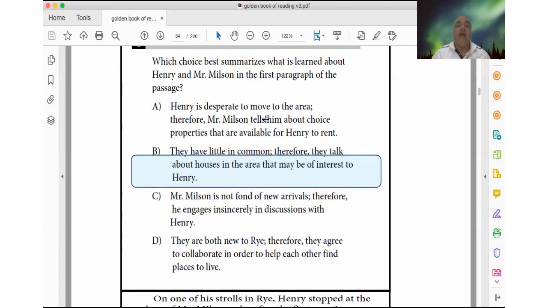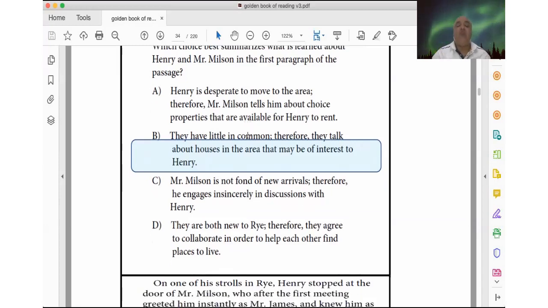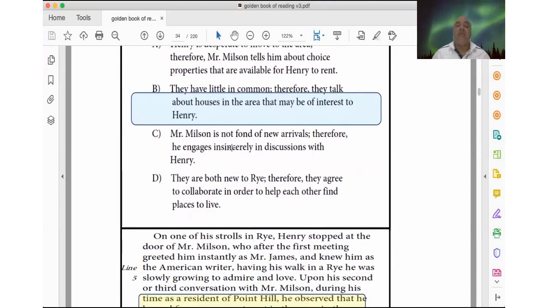Choice A, Henry is desperate to move to the area. Therefore, Mr. Melson tells him about properties that are available for Henry to rent. Choice B, they have little in common. Therefore, they talk about houses in the area that may be of interest to Henry. Choice C, Mr. Melson is not fond of new arrivals. Therefore, he engages insincerely in discussions with Henry.